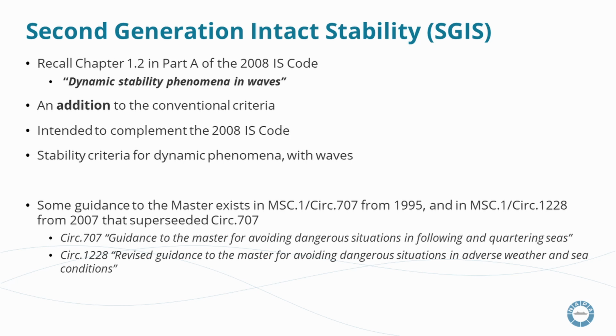So the first generation criteria that assumed a calm sea are now complemented with criteria for dynamic phenomena in waves. There is also some guidance for the master on how to behave in adverse weather conditions, but these are not design criteria. The guidance in MSC Circular 707 and Circular 1228 that replaced the previous one are guidance for the master to consider at sea when sailing.